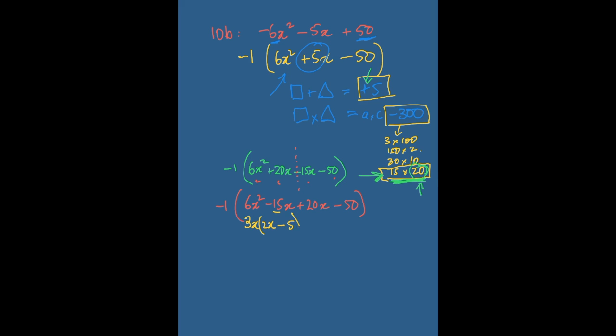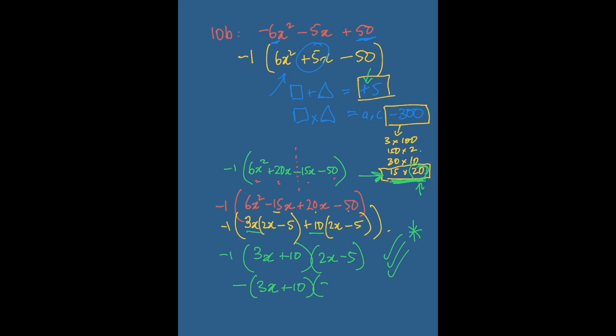3 divided by 15 is 5. And here I can take out 10. And then I get my 2x minus 5. And that's exactly what I want. Don't forget, this is all still negative 1 outside. So now if I group these terms together, I've got 3x plus 10 times 2x minus 5. Yippee! And that's the answer. Now you can always leave the negative 1 out and just go like that. And that's correct too. It's all very good.